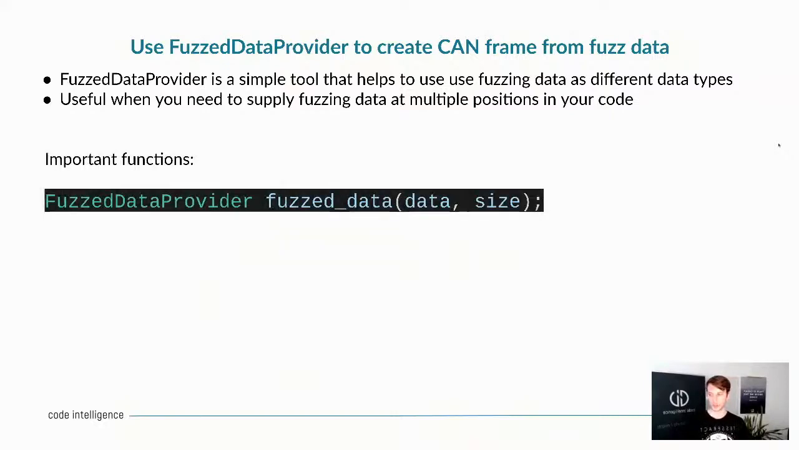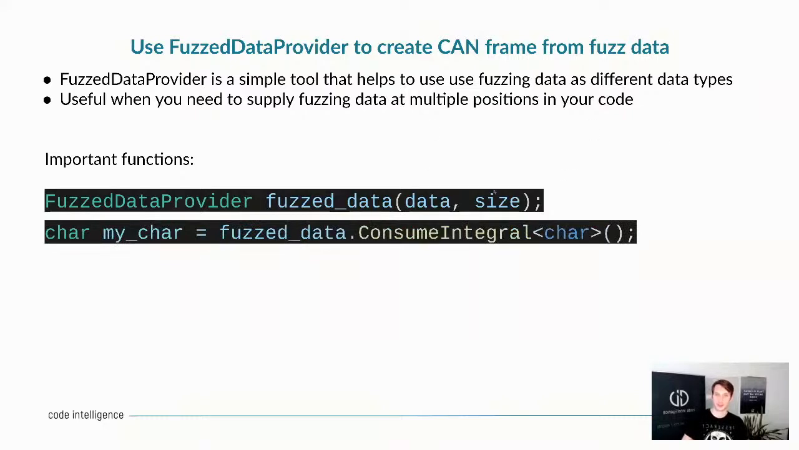And some important functions. You need to initialize the FuzzedDataProvider by giving it access to the fuzz data. So this data would be the byte array that we get from our fuzzer, and the size is then the size of this array. And then you can take, for example, individual integrals from your fuzzing data. So with this consume integral function, you can, for example, create a char that is taken from the fuzz data. And if you still have some fuzzing data left, you can consume more of it.